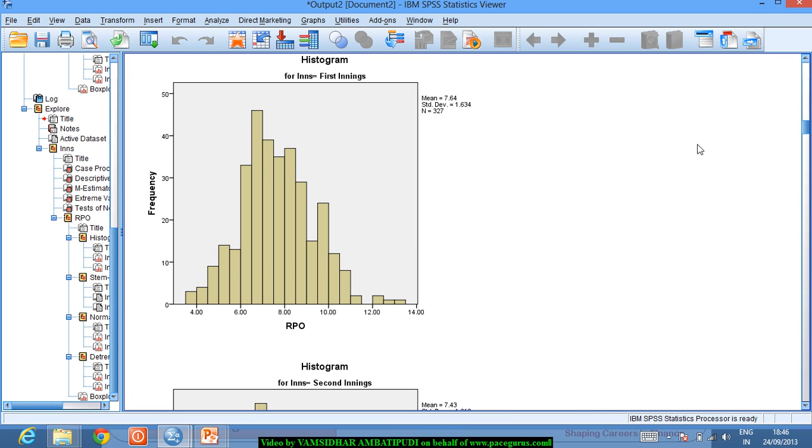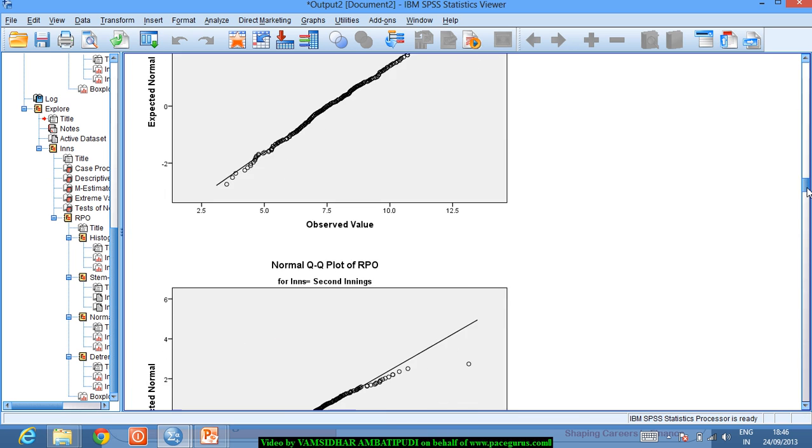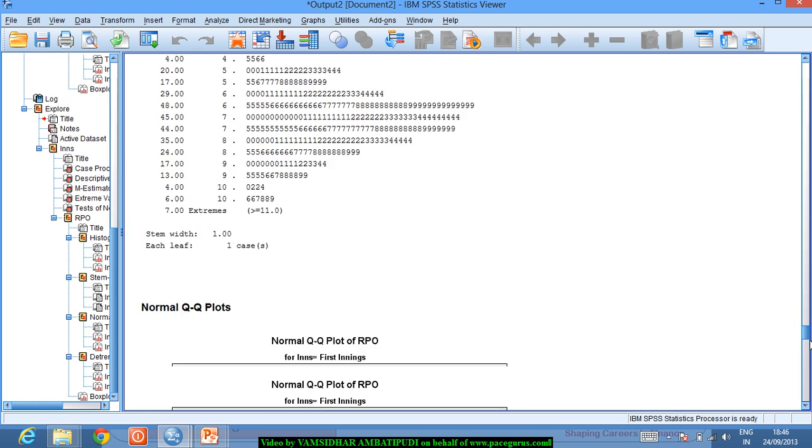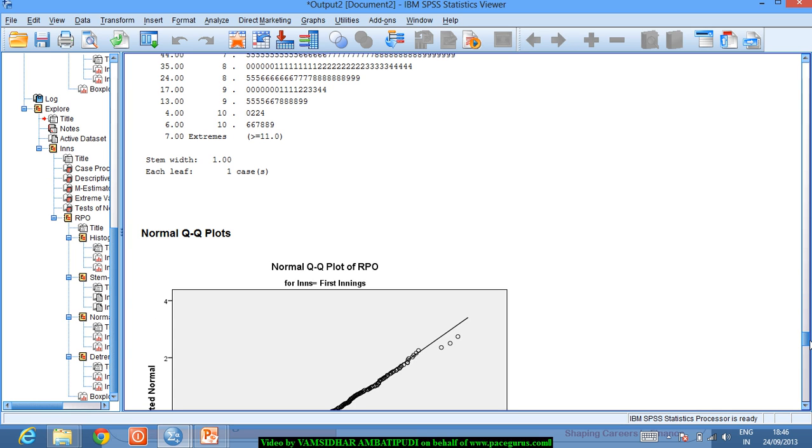Now with that single simple analysis, I can very much make out that not only is the entire data normal, the entire runs per over for the entire data is normal, but I can also assume that by dividing the data into subgroups, the first innings and the second innings, I can very well say that both the subgroups also independently follow a normal distribution.